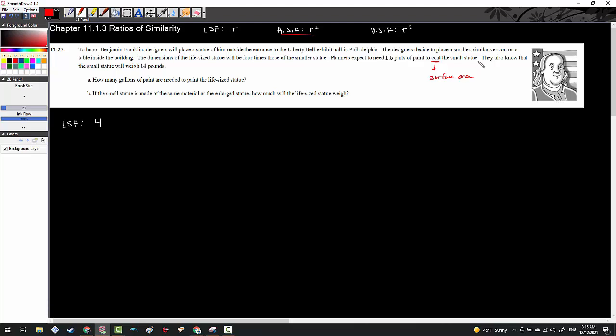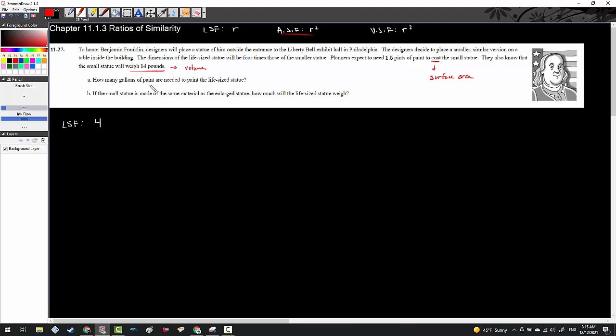And then they also know that the small statue will weigh 14 pounds. So all the material that it takes to construct the statue, not just the outside, but the inside also, this whole 14 pounds here, this communicates volume scale factor to me, or volume. So hopefully you're seeing how I'm extrapolating information from each of these pieces in this word problem here.